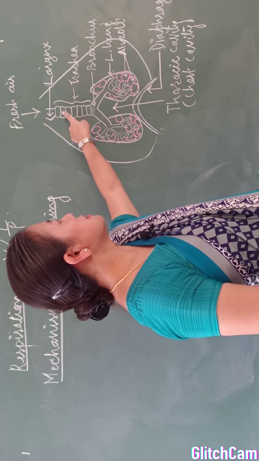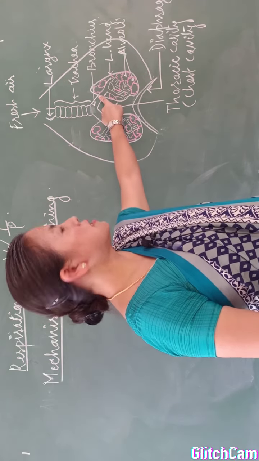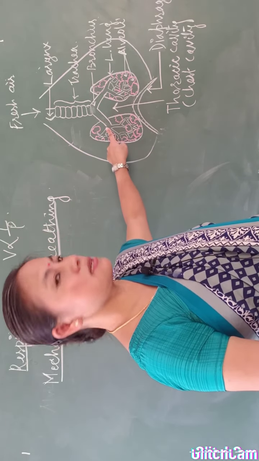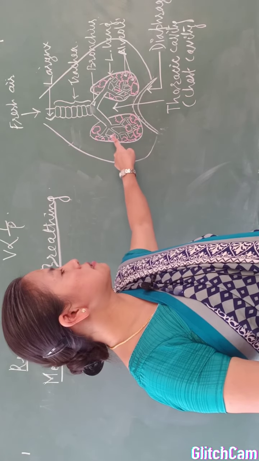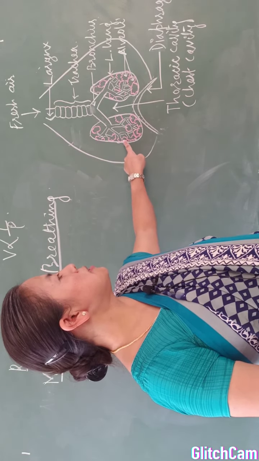I have drawn the larynx and then this trachea and bronchi, each bronchus entering into the respective lung. The bronchi, after entering the lungs, divide many times to form bronchioles. These bronchioles terminate into balloon-like structures, these pink colored structures. These are the alveoli. And in each lung there will be approximately 300 million alveoli.